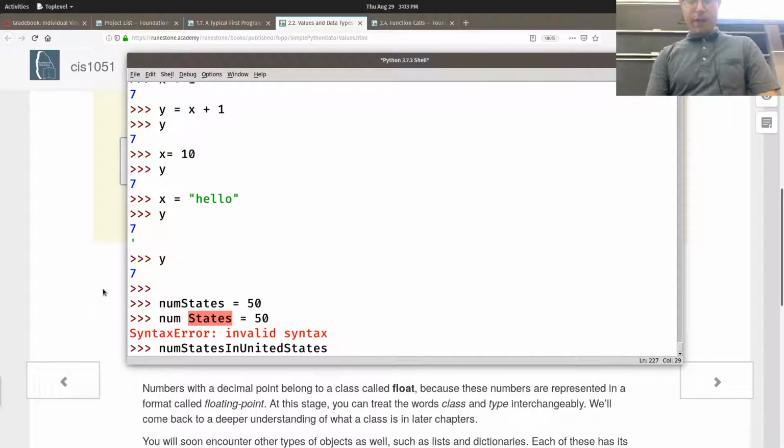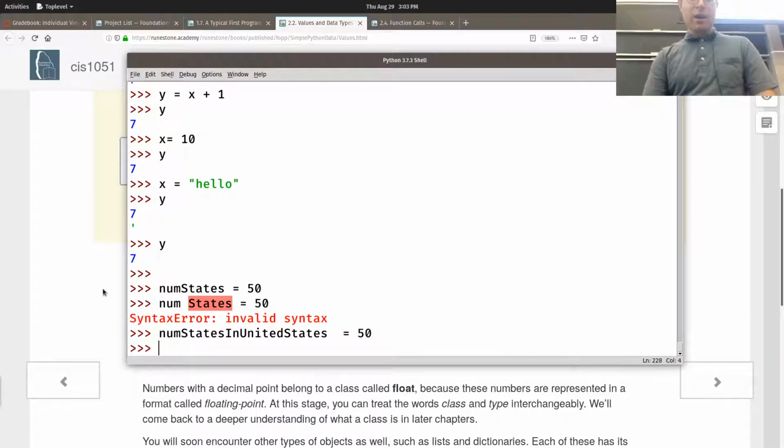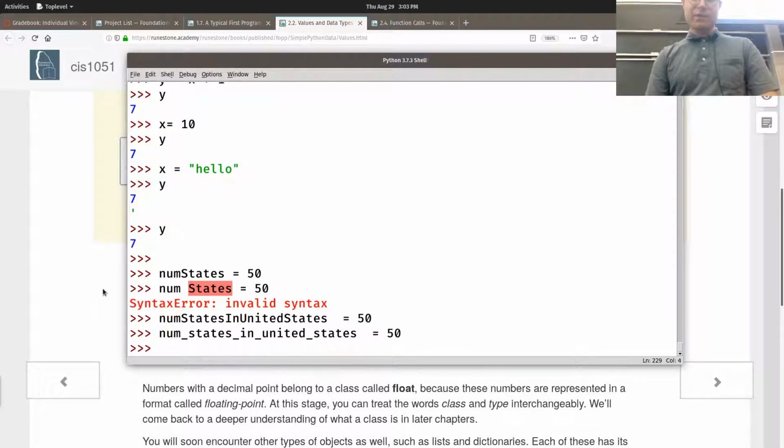Okay. The other way to do it is to use underscores. I don't know if it has a fun name. num_states_in_United_States, and you just simply make it all lowercase. And you hit the underscore key a bunch. Which way is the correct way for Python? The answer is that the developers of Python like the underscore way of doing things, but honestly, it doesn't matter so long as you're consistent.